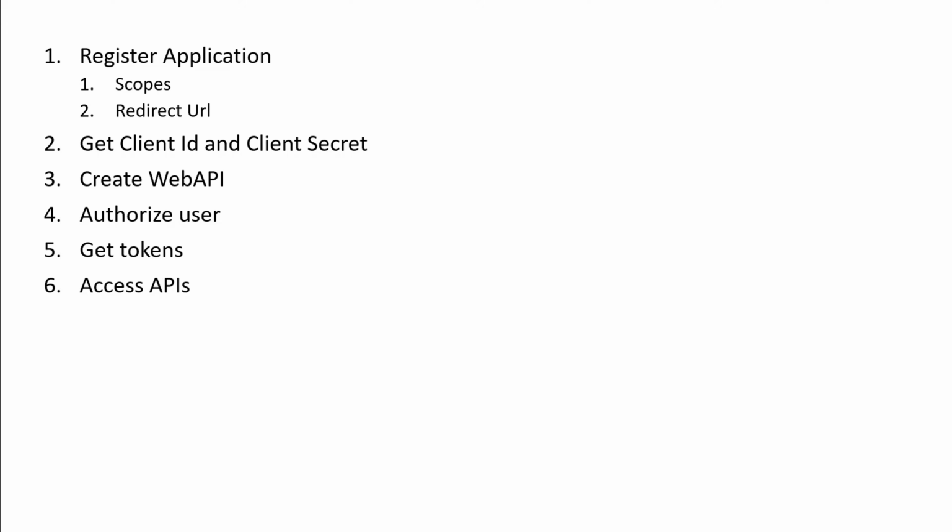So the steps which we are going to follow: we need to register our application in Google Cloud Console. Then we will get the client ID and the client secret, and we will create the web API project. Then we will authorize the user. Then we'll get the token, and using the token we will be accessing the APIs. Let's jump into the Google Cloud Console to register our application now.